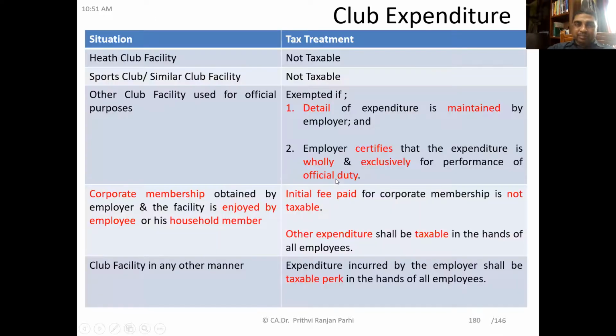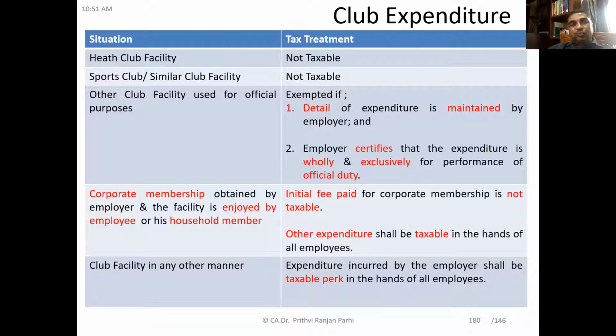Is it clear to you? Now, the next perquisite is club expenditure. This is again one more facility which may be provided to the employee by the employer. You have to see different types of clubs in column 1. Column 2 talks about the tax treatment. The health club facility is not taxable. Sports club or similar club is also not taxable. These kinds of club facilities are not taxable.